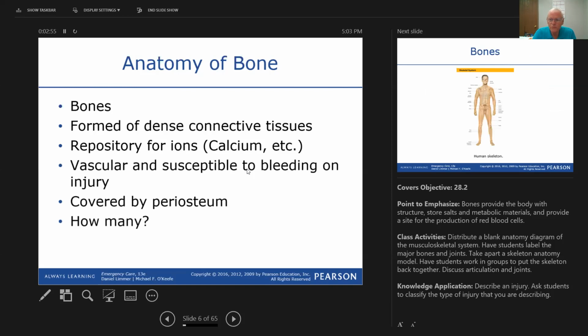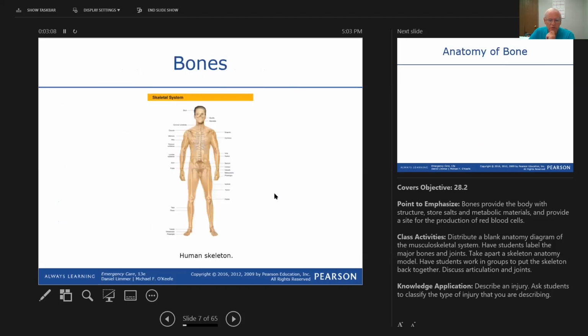And again, how many bones do we have in the human body? 206. Give or take a few little tiny sesamoid bones in our feet or somewhere else. So again, you need to know the names of the bones. We've already provided you with that. This is just a graphic that was in your book that you can look at. It's so much easier to read than it is here on this presentation, obviously, so we're not going to dwell on this, but you do need to know the names of the major bones.